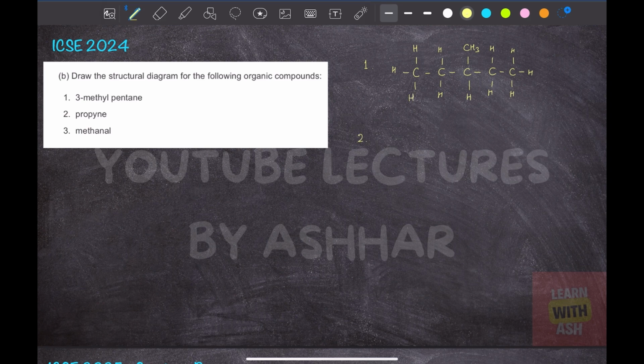Moving on with the second one, it is simply written to us that it is propyne. Now propane means 3 carbons. For the first and second there will be a triple bond and a single, so one valency contains over here and this remaining. So this is the structural diagram for propyne. Methanol we have already discussed. It is simply the aldehyde group attached with a hydrogen.